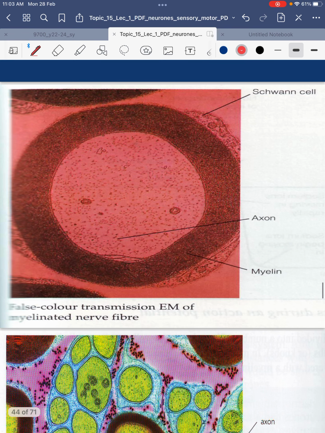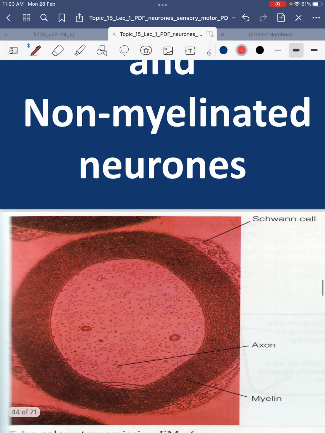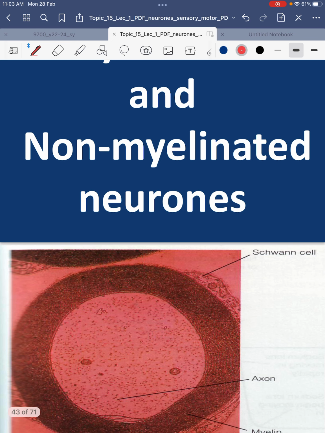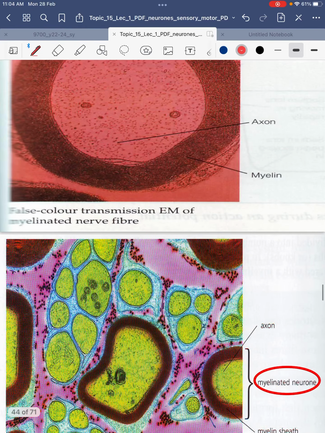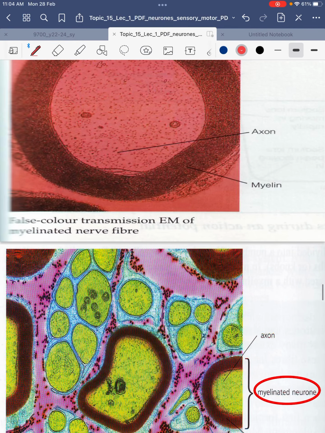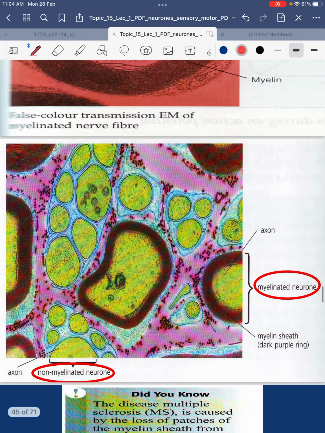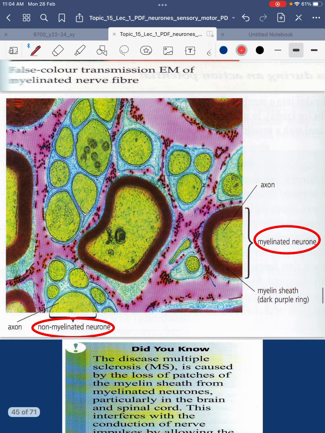Now, we have neurons in our body which are myelinated. We also have neurons in our brain which are not myelinated. So it's normal to have some axons which are myelinated and some axons which are not myelinated. For example, as you can see here, this is myelinated, whereas this one here is not myelinated. This is not myelinated.